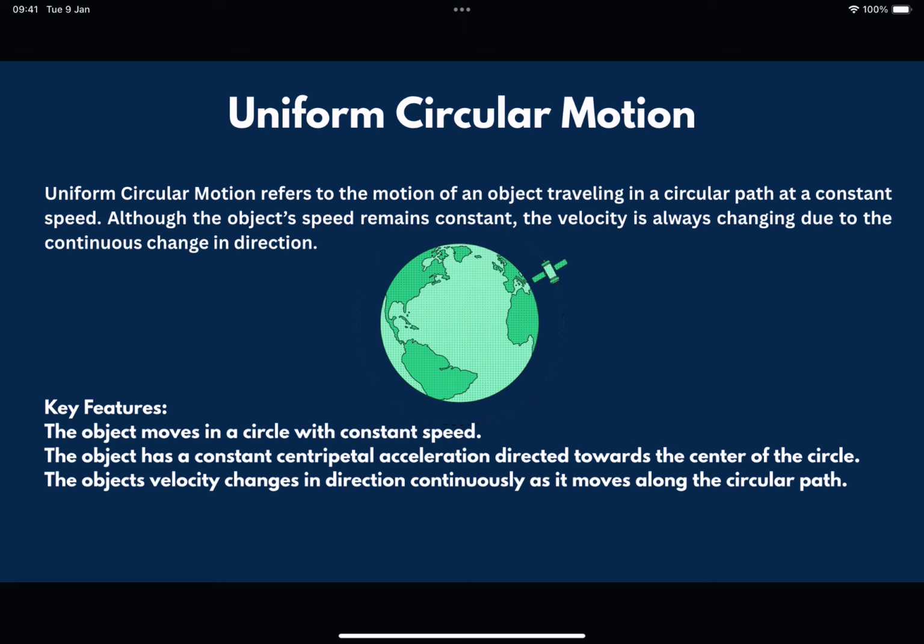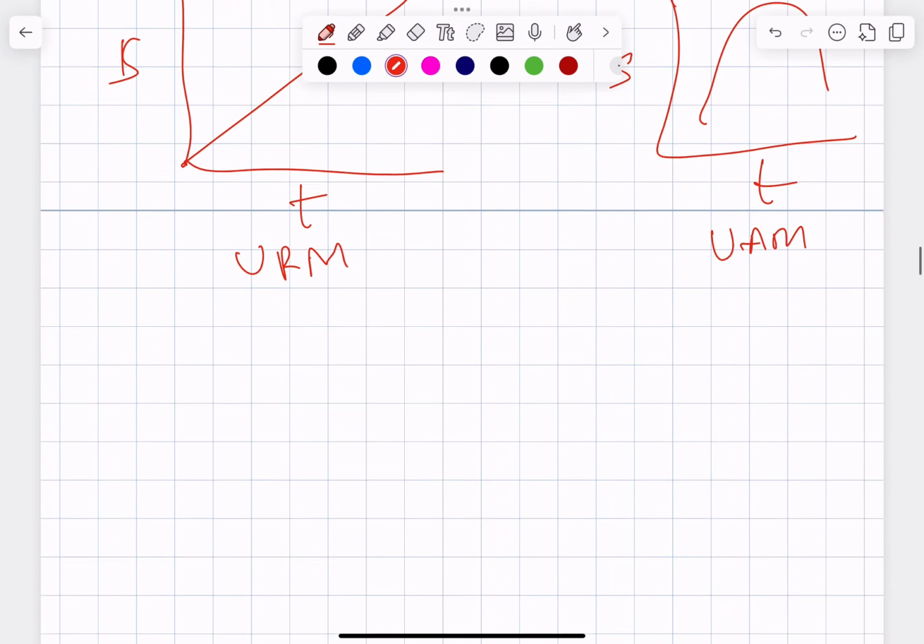Uniform circular motion is very similar to what we have learned. It refers to the motion of an object traveling in a circular path at constant speed. For example, a satellite moving around the Earth is the best example of uniform circular motion, and your tire wheel is also a good example. The speed of the object remains constant, but the velocity is always changing. Why is the velocity changing? Let's understand it.